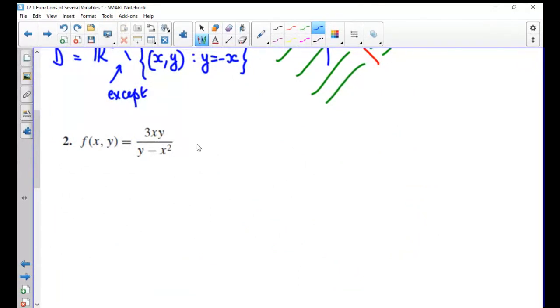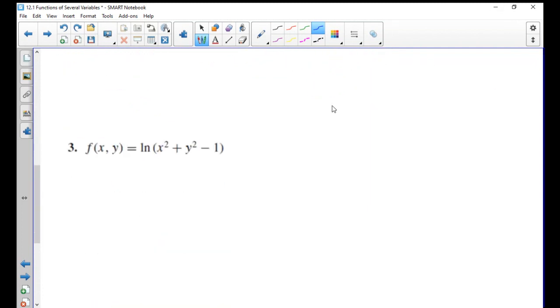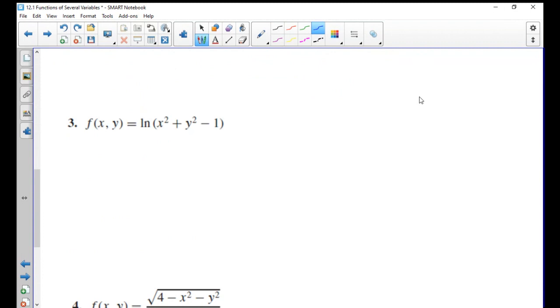Here, I think you should be able to tell me what the domain of this function is. Can you? Yes. So the whole of R2 except the parabola y equal x squared. So exactly the same. You can graph it if you want. It's not really a big problem to graph it. So every point in R2 except that.